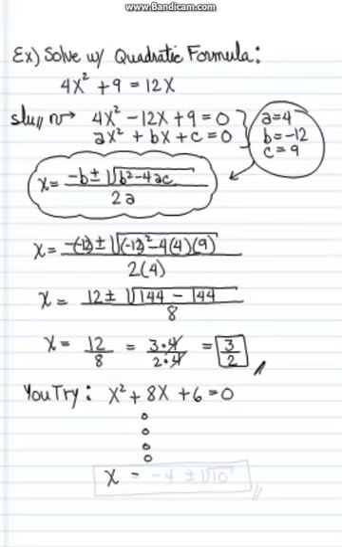Here it is. x equals negative 4 plus or minus the square root of 10.